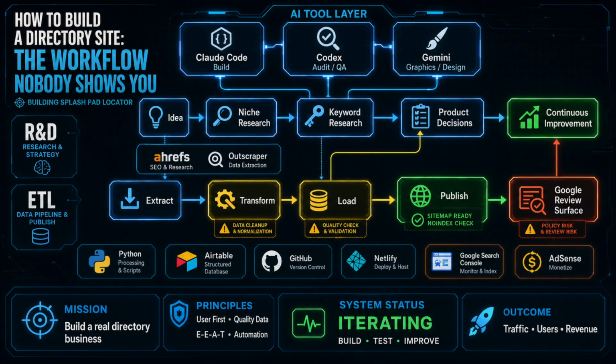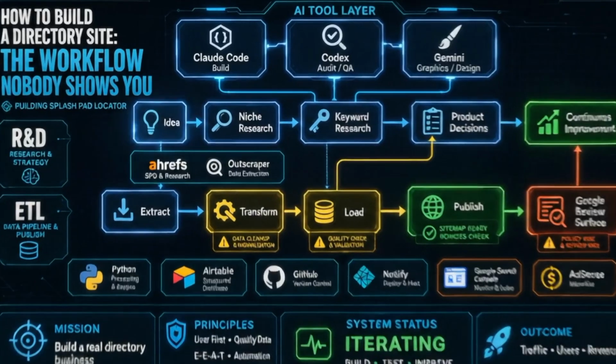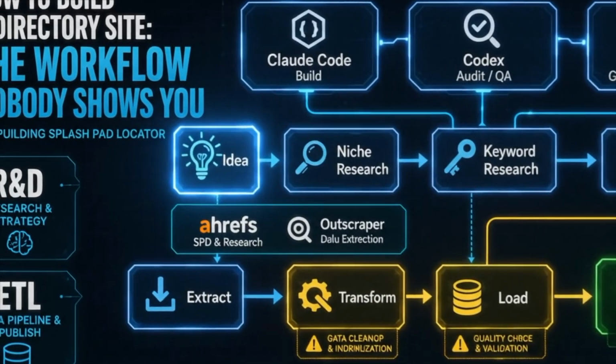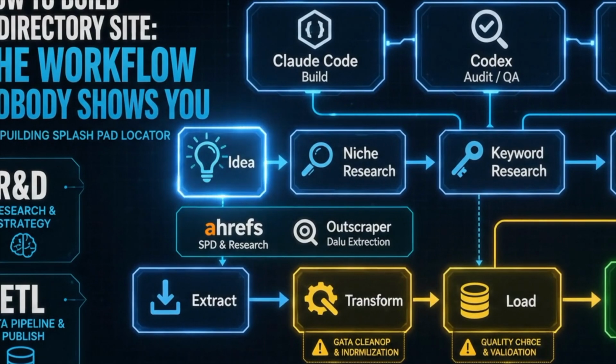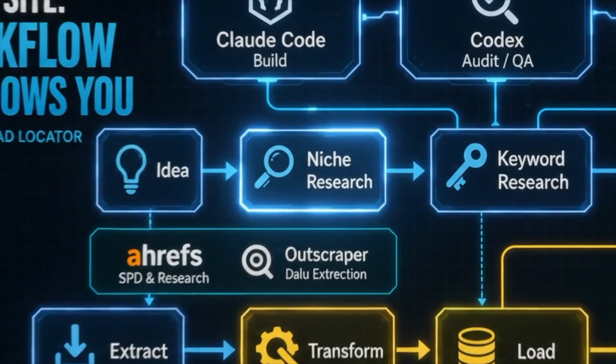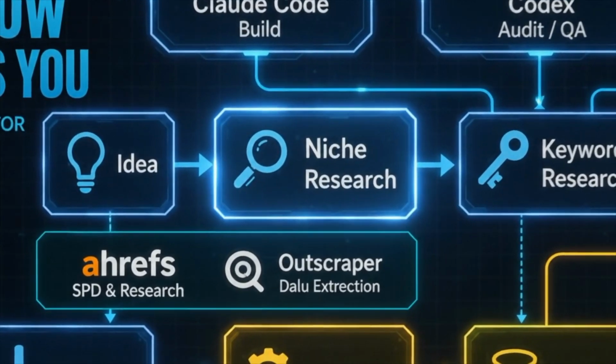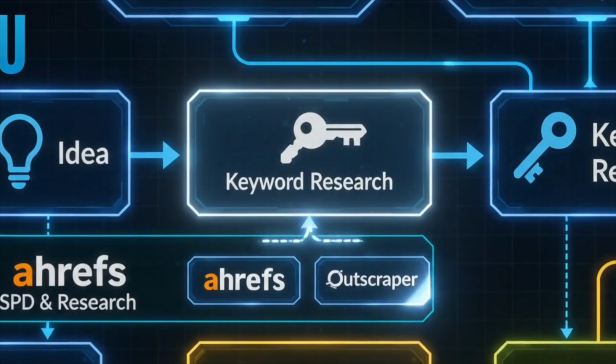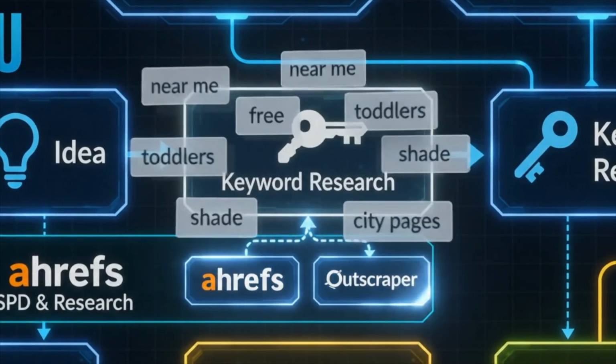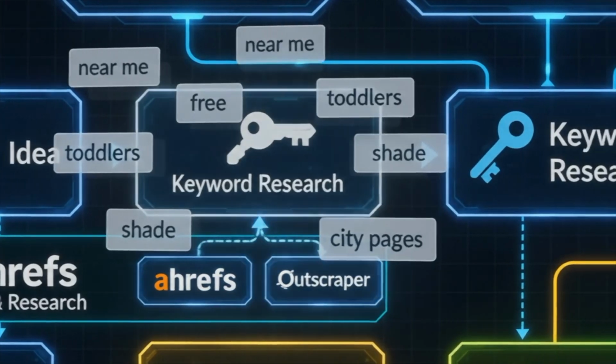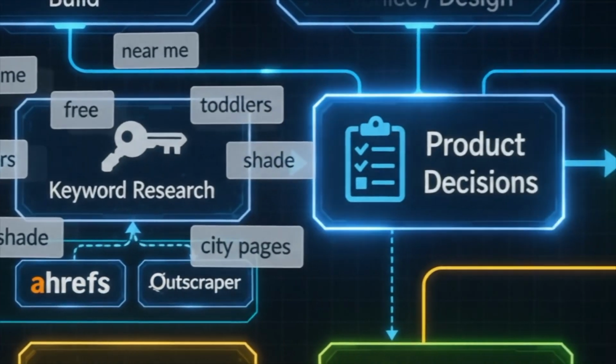The first real build step is not scraping. The first step is deciding whether the niche can support useful pages. Pad Locator started as a simple idea. Families need an easy way to find local splash pads and water play areas. But an idea is not enough. The R&D step asks whether the niche has search demand, whether the topic has local intent, whether it has seasonality, and whether the site can create pages that are actually useful. This is where tools like Google Search Console, Ahrefs, Google Search Results, and AI research come into the workflow.